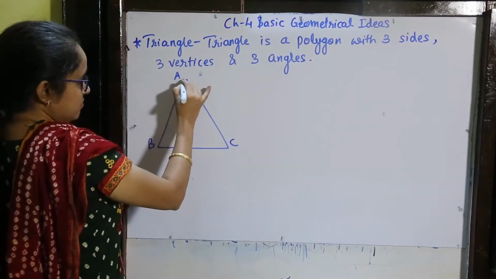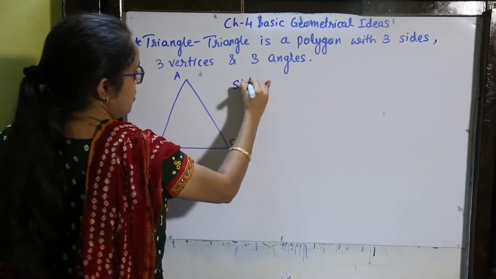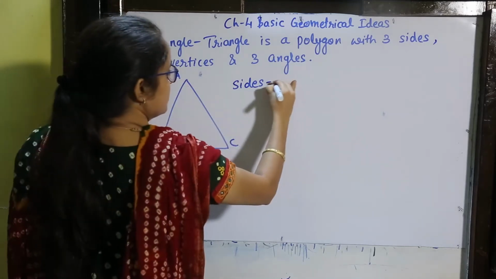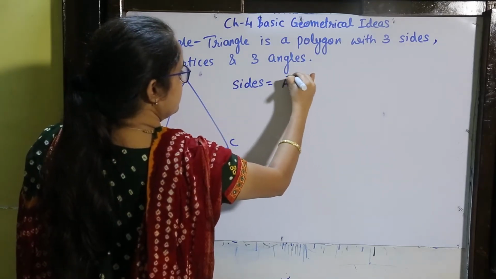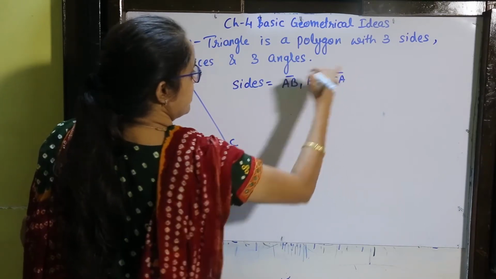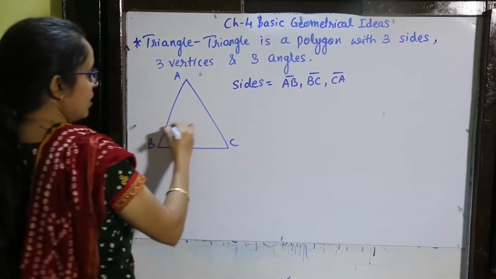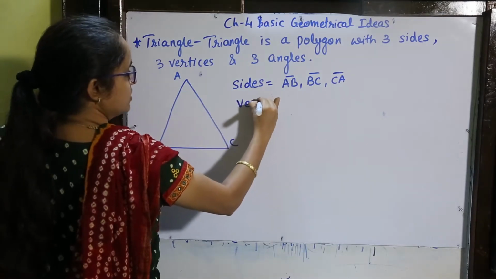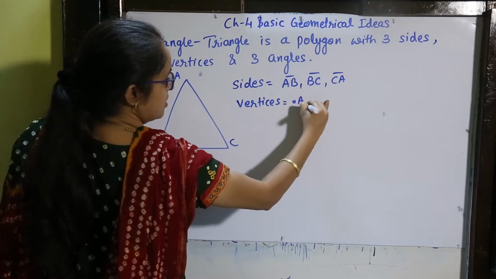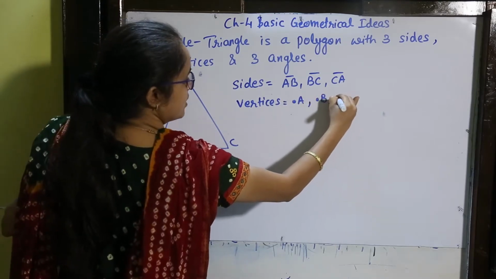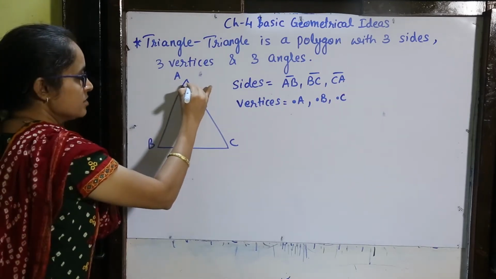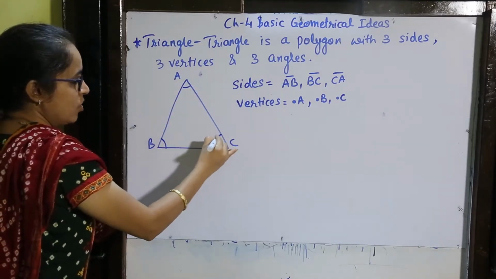Now suppose we'll talk about sides. So sides of this triangle are side AB, side BC and side CA. Okay. Now if I talk about vertices, we have point A, point B, point C. And if I talk about angles, the angles are angle A, angle B, angle C.